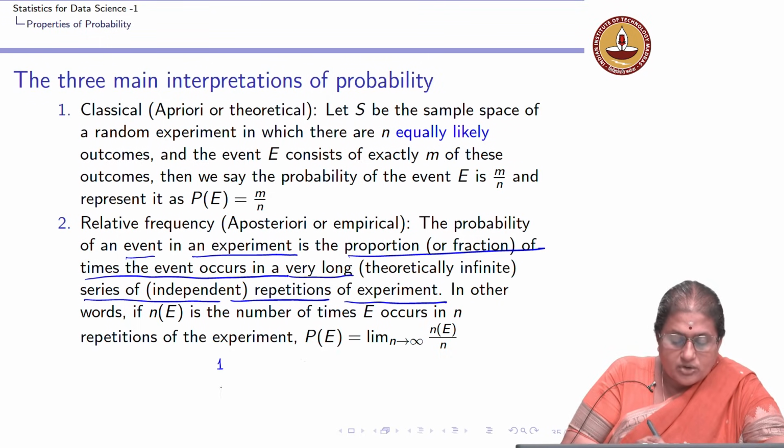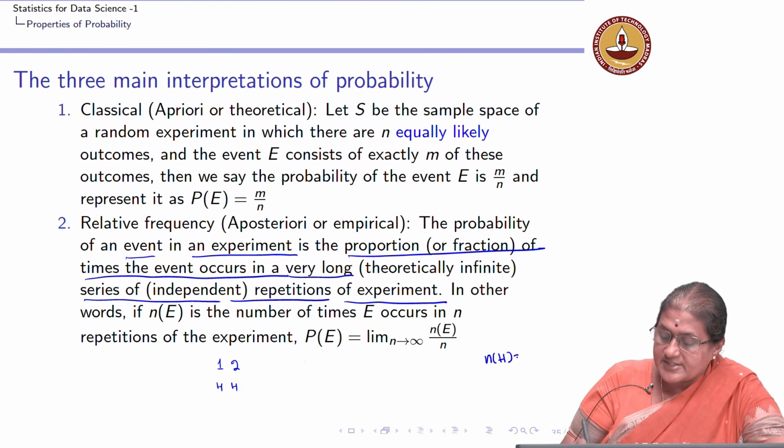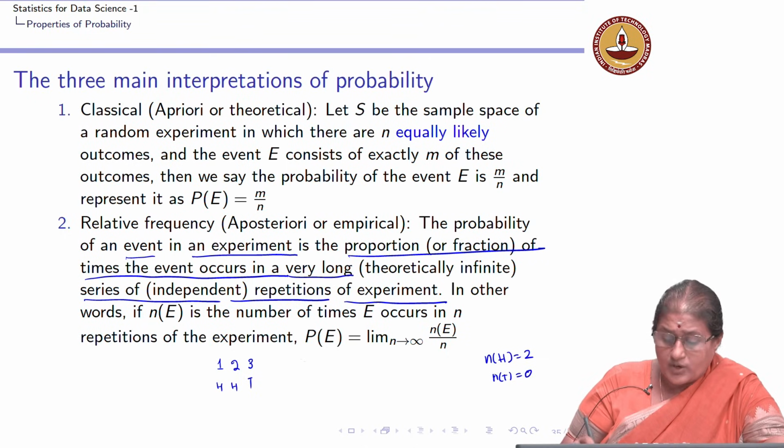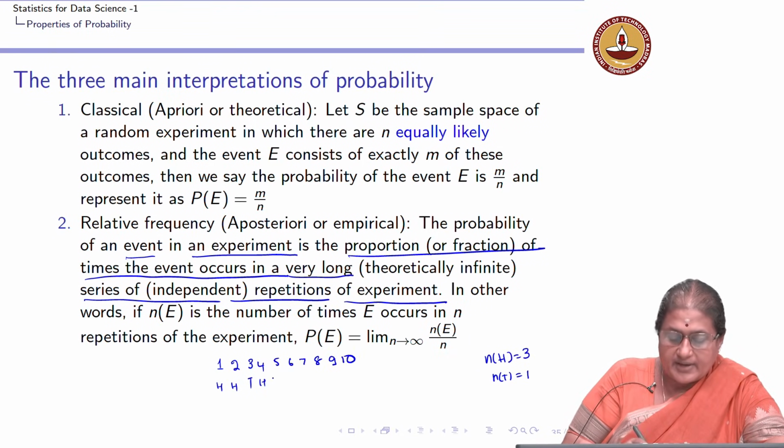Suppose I toss a coin once and I find a head; I note down a head. I toss a coin twice, and this is also a head. I note down the number of heads equal to 2, number of tails equal to 0. I toss a coin thrice, I note this. Now this becomes 2 and 1. The fourth trial I get a head again, so this changes to 3, 1. Suppose I continue to do this experiment and I get the following results.